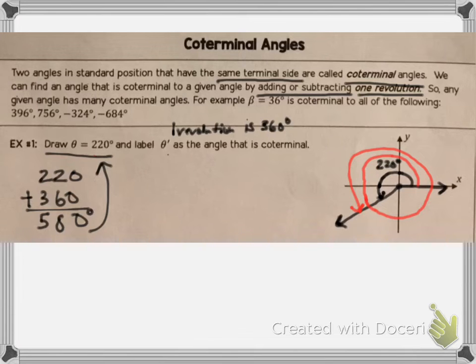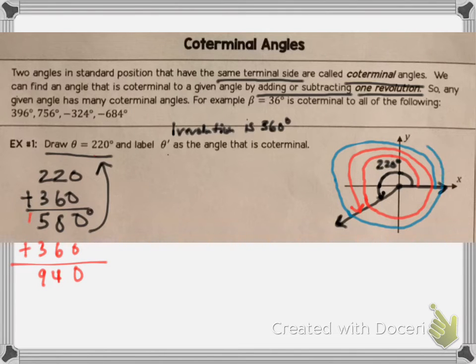All right, I can also add another 360. If I add another 360, that means I'm going to go another full revolution. That's going to put me at 940 degrees. So if I draw this in blue, I would be doing something like this. It'd be 220, going 360 all the way to that terminal side, and then 360 again all the way to that terminal side. And the blue would be 940 degrees.